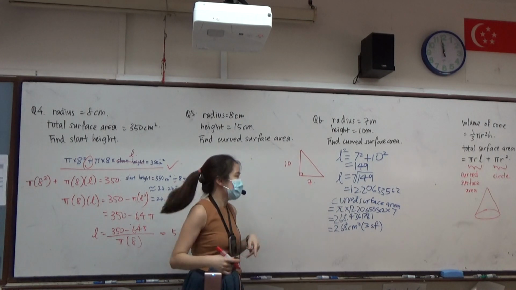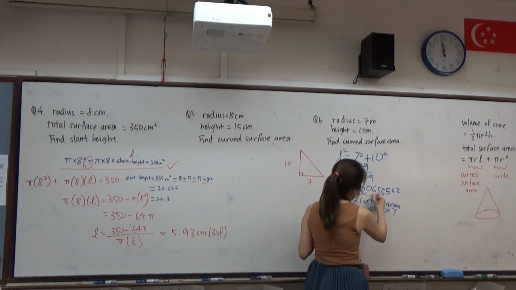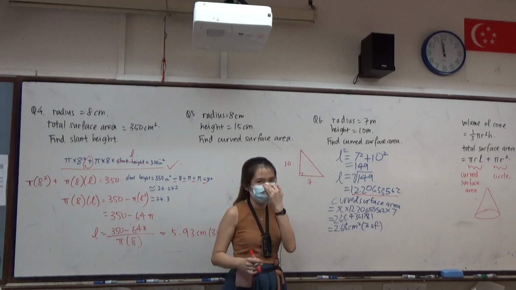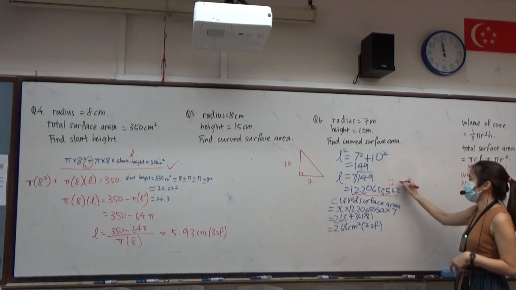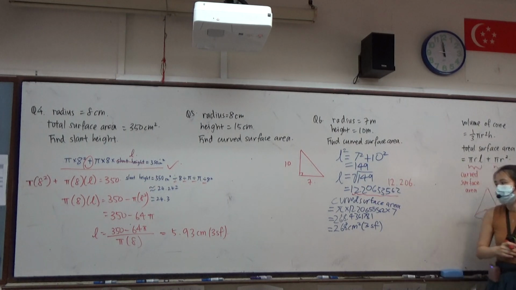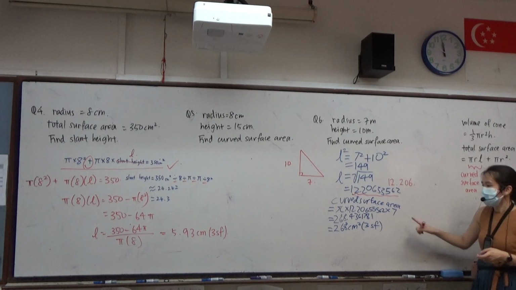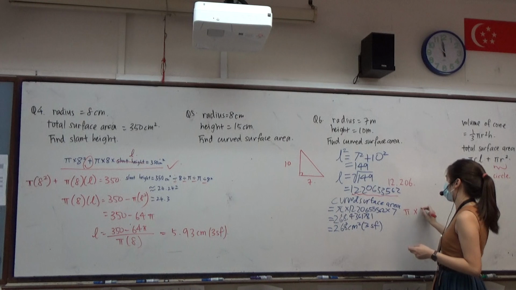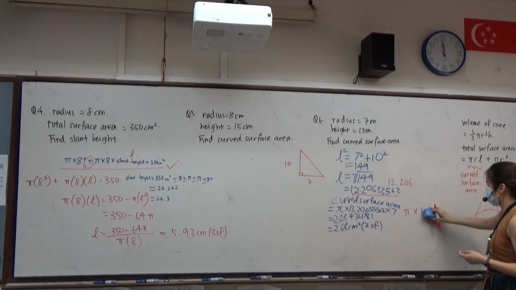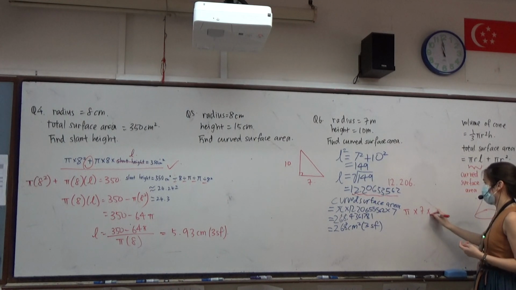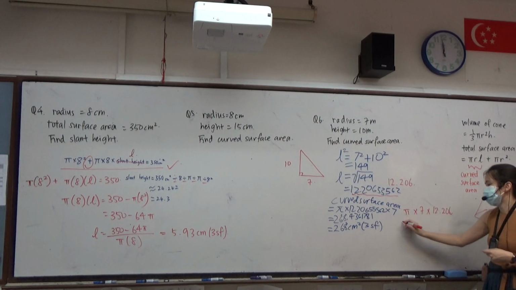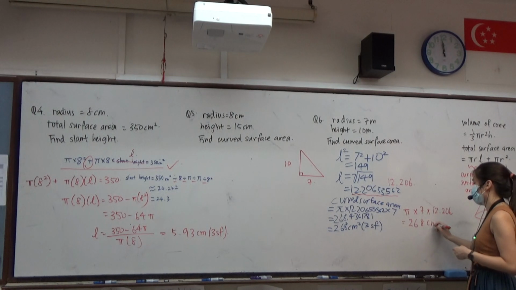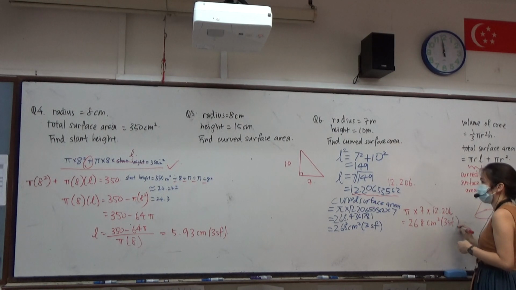Notice that Nicole gave a long decimal. I like to write numbers. Good, but it doesn't earn you more marks. So 12.206 is sufficient, or else you use square root 149, that's also fine. So curved surface area will be pi times radius, which is 7, times 12.206. Then you will get your answer to be 268 cm squared when rounded to 3 sf.